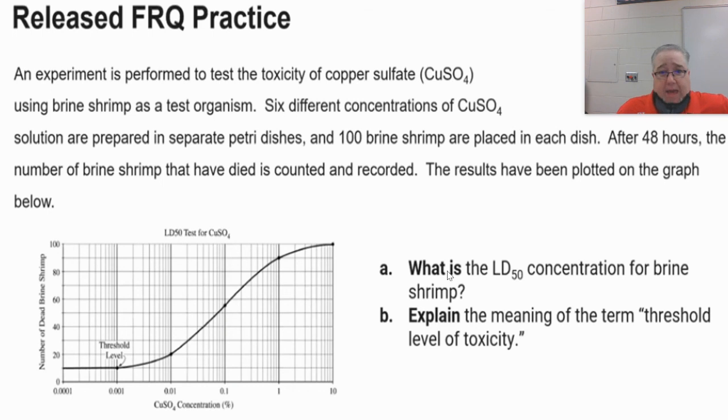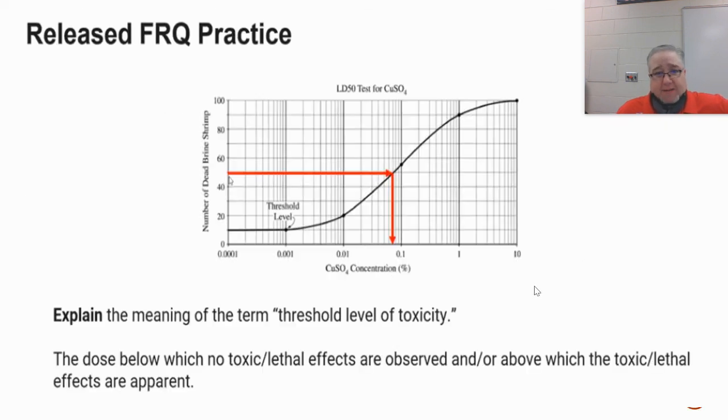So question A, we want to know what the LD50 concentration is. So all we have to do again is go to the 50% mark, and then go over, and then go down. All right, and whatever value that comes out to being, it looks like it might be like 0.08 maybe, or 0.07 or something, in that range. So whatever that particular point is, that would be your answer for your LD50.